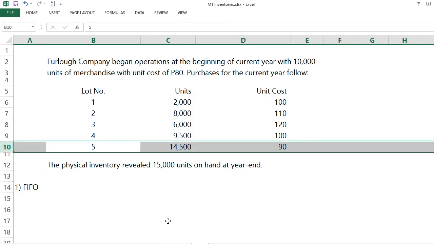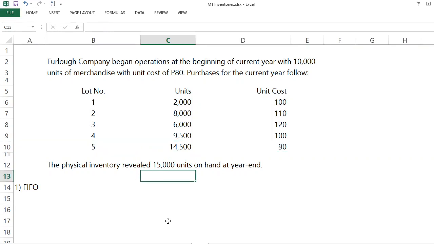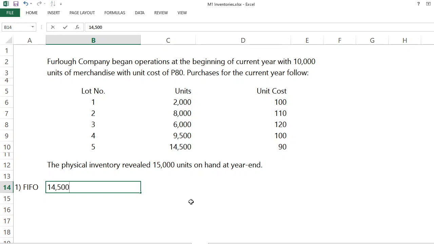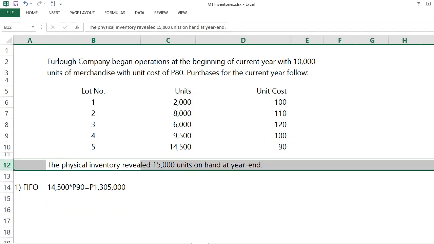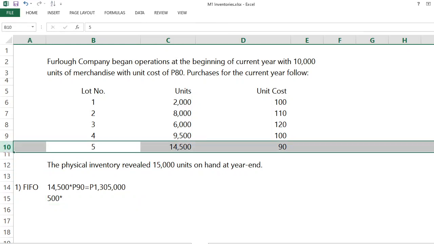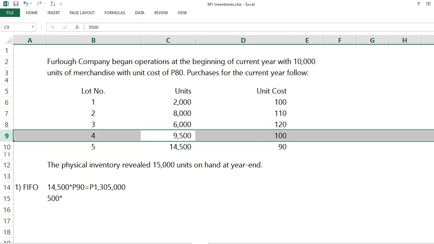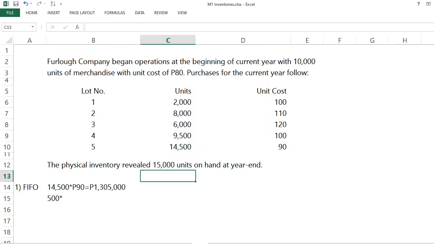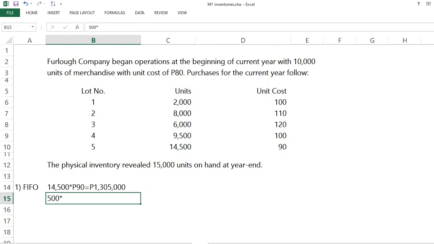So, first, this one. But if you could see, there are just 14,500 units. Okay. 14,500 units times the unit cost, that's 90 pesos each. Therefore, you have a total cost of that 14,500 of how much? That is 1,305 million. That's the 14,500. But it says 15,000 remained, so we are short by 500, right? So, where will we get the 500? Since that lot is exhausted, we get the 500 from the next one. We have 9,500, but we only need 500 just to satisfy the 15,000 ending. So, 500 times the 100 pesos cost, and that would be how much? 50,000, right?